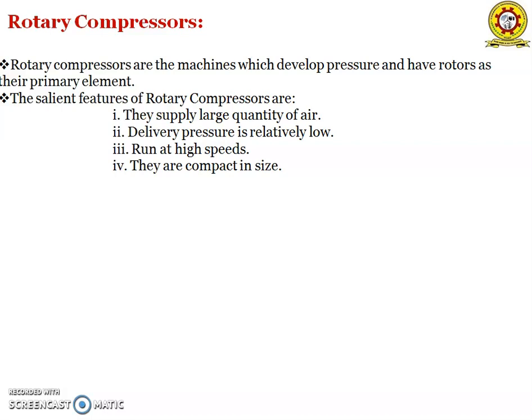The size of the compressor is small for a small discharge, and there is no balancing problem in the rotary compressor. The lubrication of the system is very simple. The air delivered is more and it does not come in contact with the lubricating oil. The maximum delivery pressure of the rotary air compressor is only 10 bars.